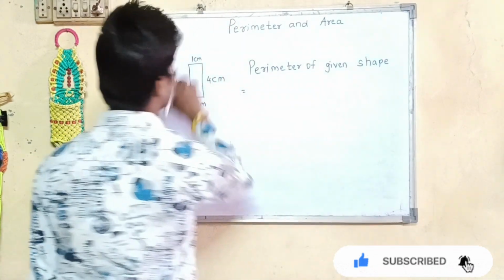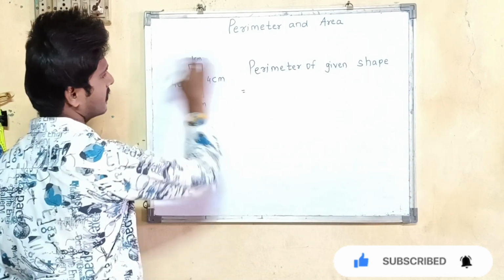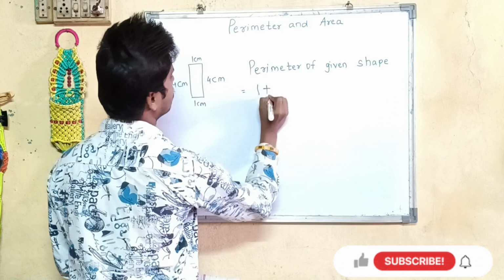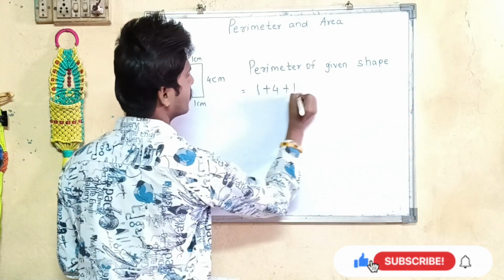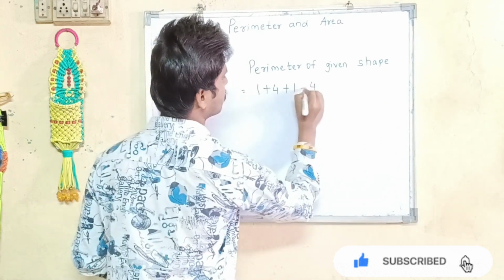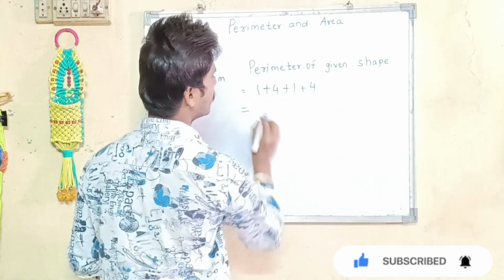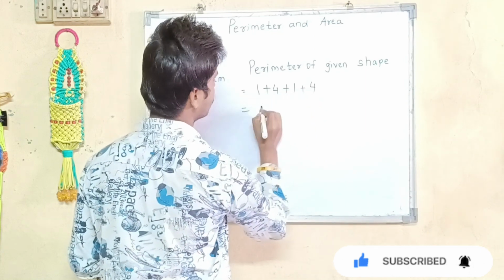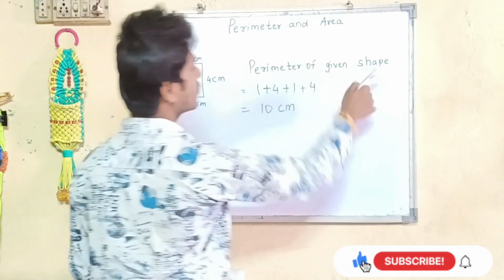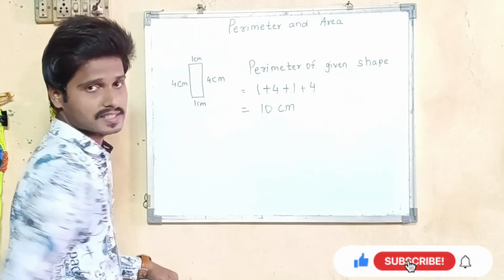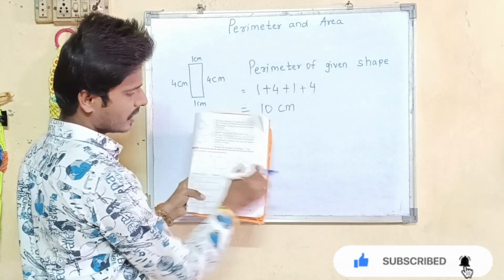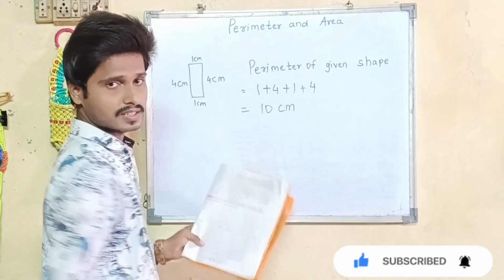Okay, so what is perimeter? You are supposed to add all the sides. If I start from 1, after that 4, after that again 1, and last 4. So what will be the total? 4 plus 4 is 8, and 2 makes 10. So the perimeter of the given shape is how much? 10 centimeter. In this way you can solve all the given shapes. You just have to add all the given sides and then you will get the perimeter.